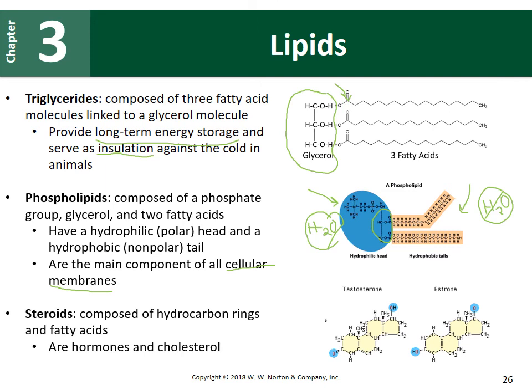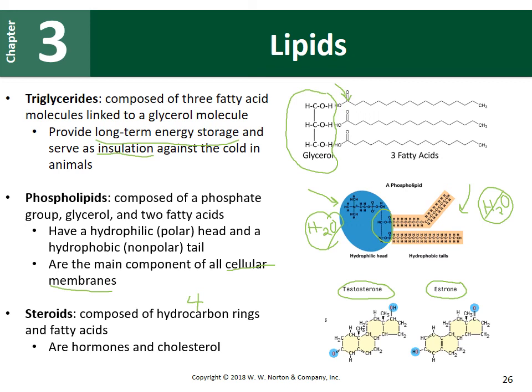The third type are the steroids. Steroids have a different composition or molecular formula. They don't have fatty acids. They are composed of 4 carbon rings. They are also made out of cholesterol, and some of them are hormones. The 2 big ones are testosterone, which is found in higher levels in males, and estrogen, which is a hormone that we find at higher levels in females. So these are 2 lipids, testosterone and estrogen, along with cholesterol.